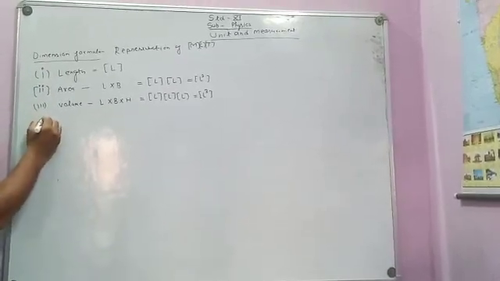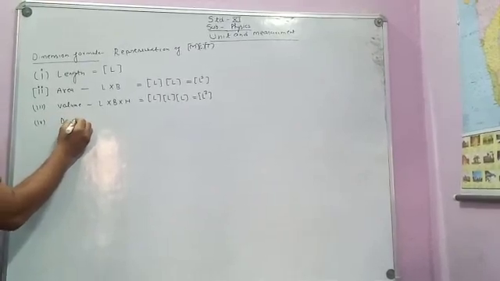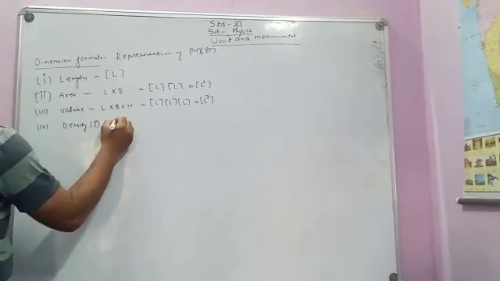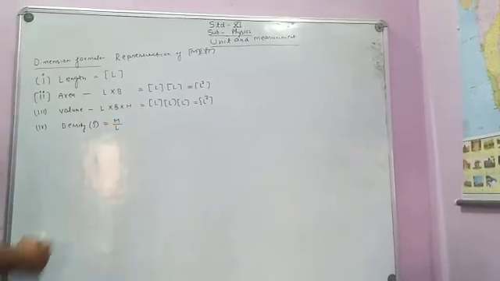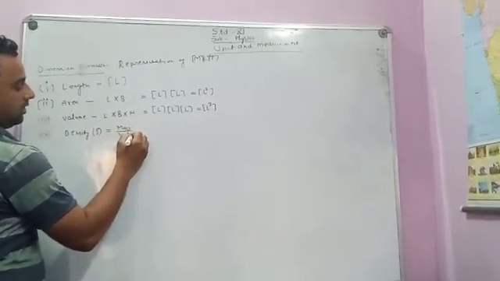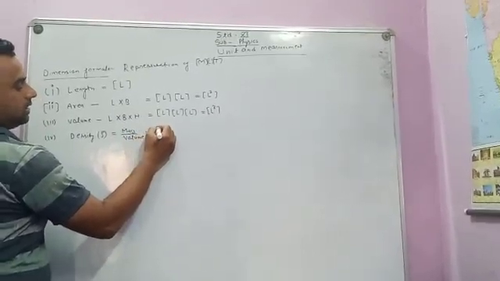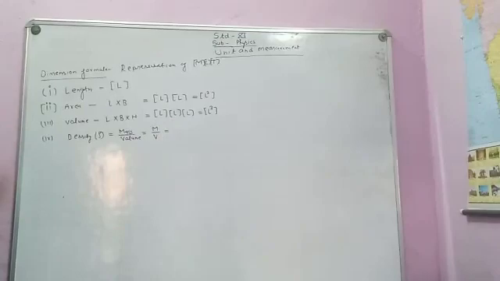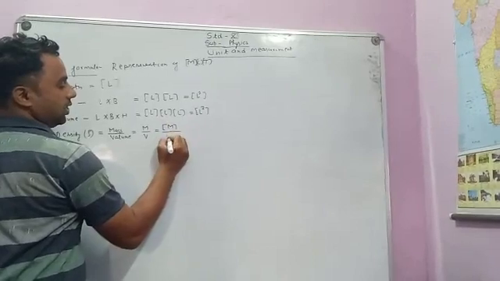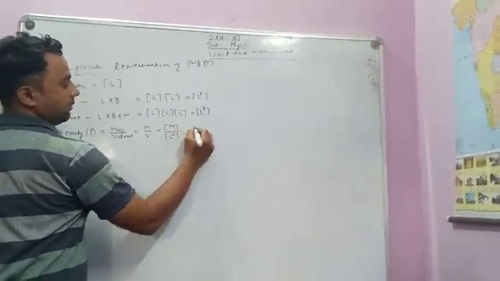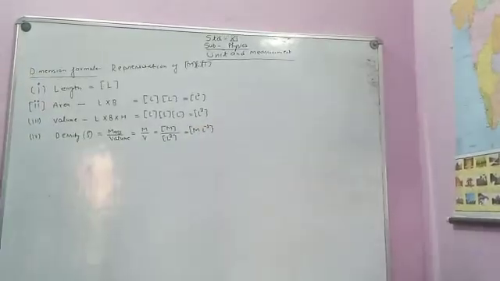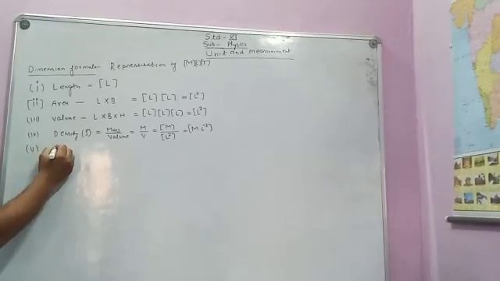Next, density. The symbol we are using for density is rho, and the formula is mass divided by volume, M by V. Mass is measured in M, and volume is measured in L cube, and the dimensional formula is M L to the power minus 3.